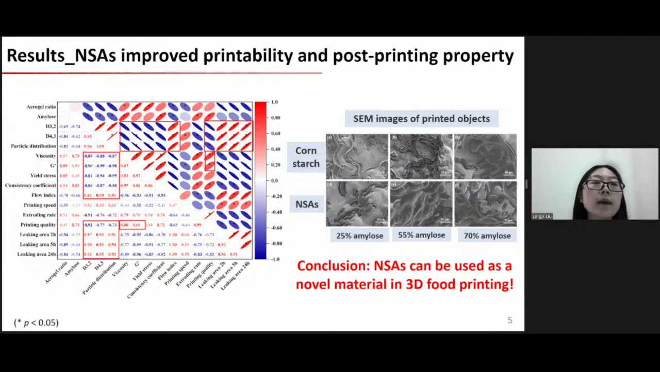So here we can make the conclusion. The nanoporous starch aerogel can improve the printability and oil controlling property. The application of nanoporous starch aerogel can reduce the particle size, narrow the size distribution, form a tighter microstructure, and increase the strength to support the layered structure. Overall, the nanoporous starch aerogel can be used as a novel material in 3D food printing.